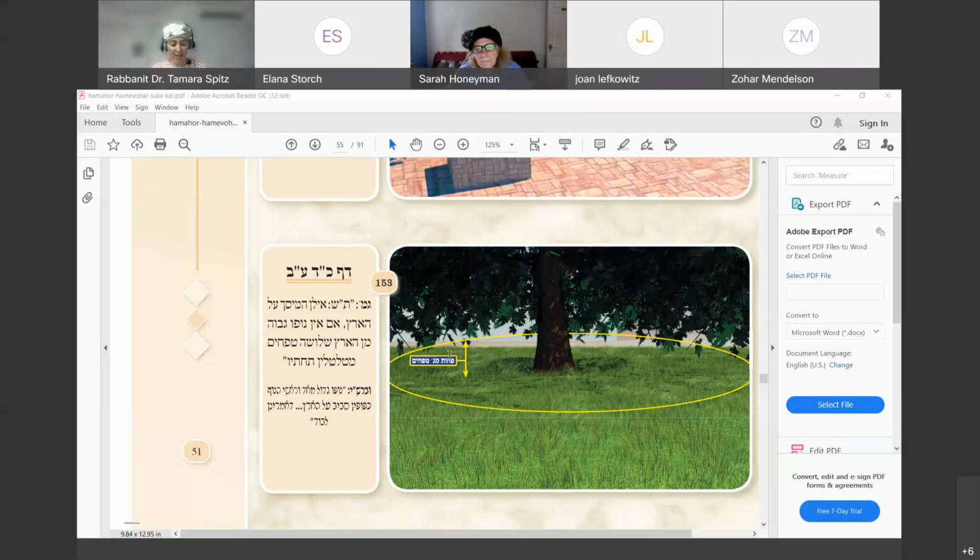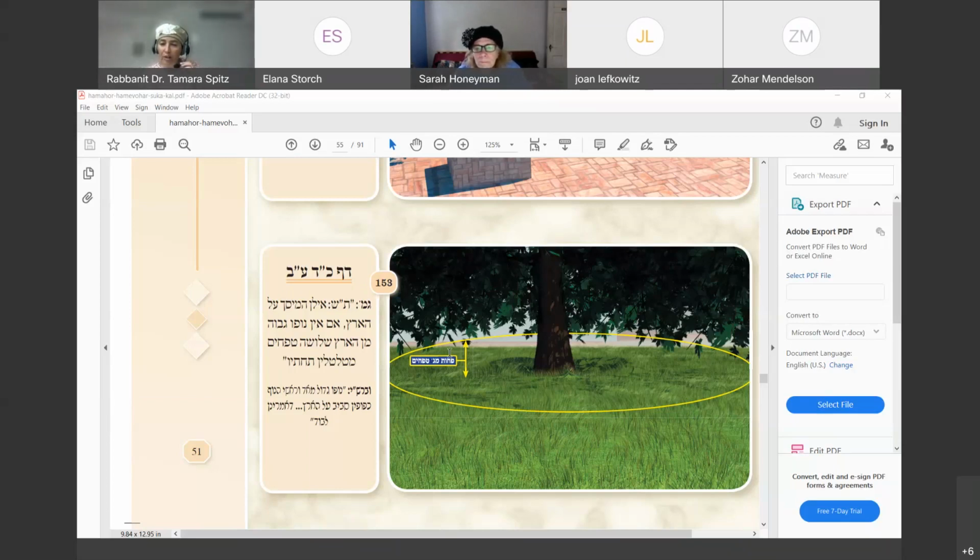Okay, that's it for our pictures. We still have a few more dapim to go. So let's go to, again, we're now at the top of Daf 25. One second, sorry, that's right.